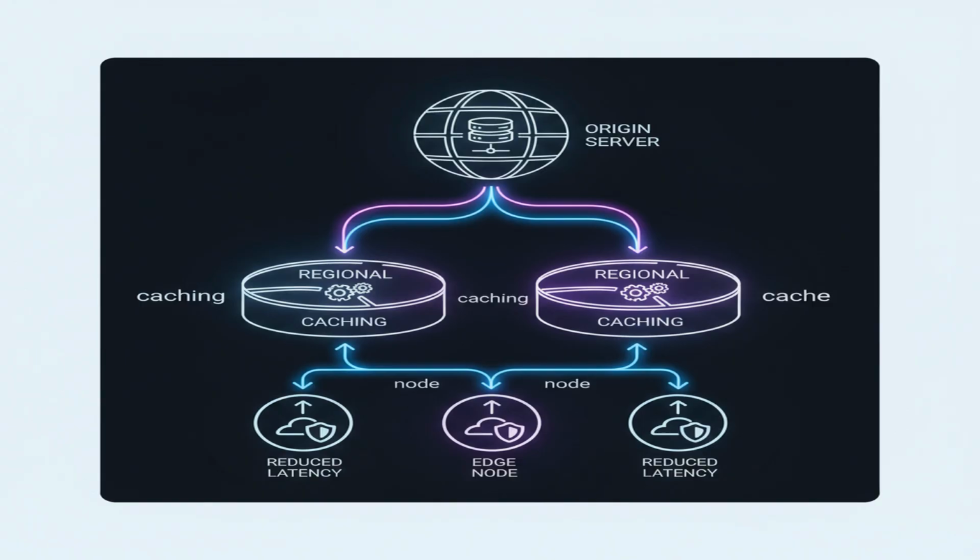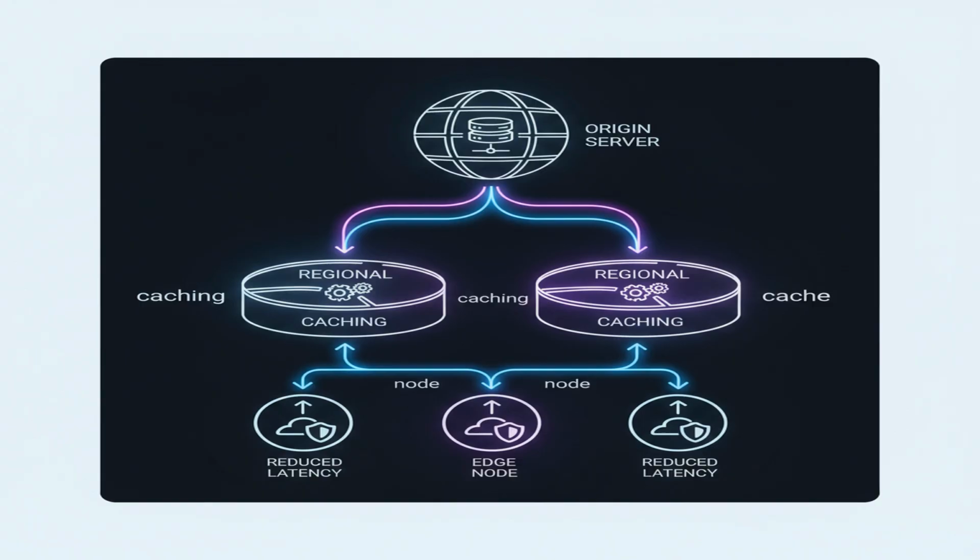To enhance efficiency, CDNs utilize a hierarchical caching system. Edge nodes serve content directly to users, while regional or origin caches store less frequently accessed data. When an edge node misses content, it retrieves it from the regional cache, reducing the load on the origin server. This multi-layered approach optimizes content delivery and minimizes latency. Consider a popular image being accessed repeatedly. The edge node caches it, serving subsequent requests directly.